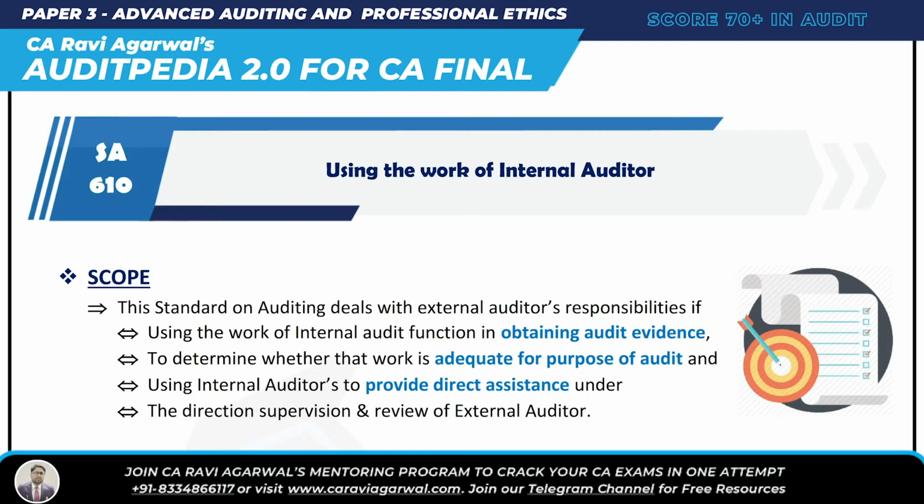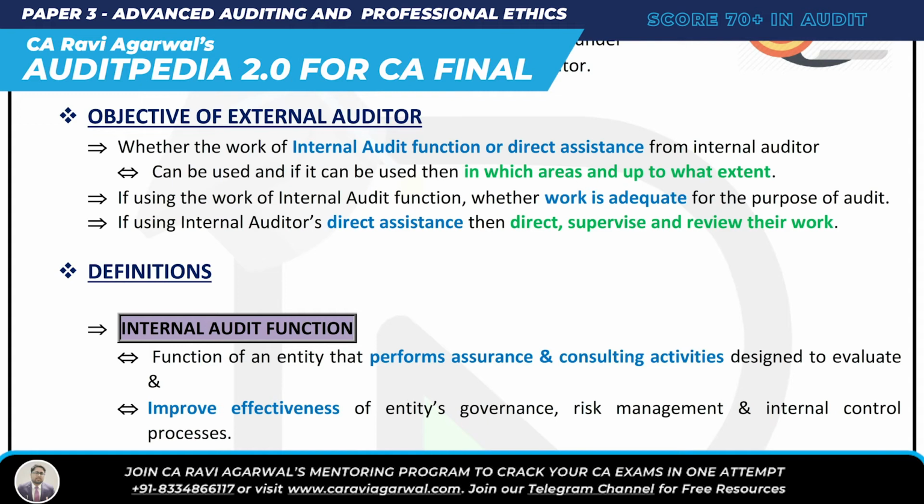Here in the entire standard you are going to see two things: using the work of internal auditor, or using internal auditor for direct assistance. I'm going to explain both. So let's understand the objective of SA 610. Number one, whether the work of the internal audit function and direct assistance from internal auditors can be used, and if it can be used, in what area and up to what extent.